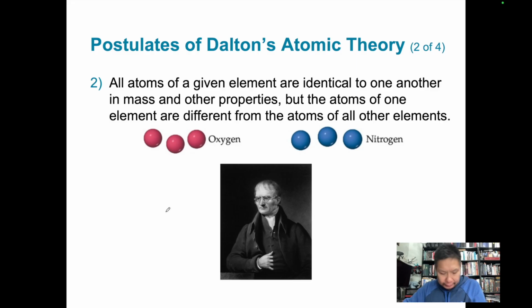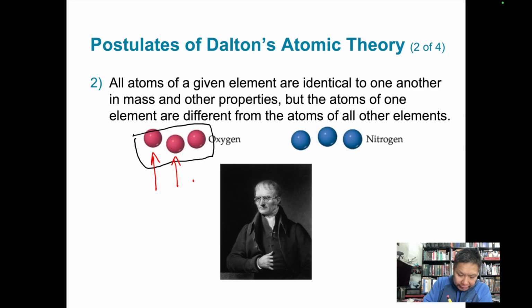What does the second postulate say? Well, it says that all atoms of a given element are identical to one another in mass and other properties. But the atoms of one element are different from the atoms of other elements. Again, very obvious, but not obvious at the time. So if you look at a whole bunch of oxygen and you look at each of the atoms in that element of oxygen, they are all oxygen atoms that are all identical to each other. But these oxygen atoms are not identical to nitrogen atoms that are in the substance of nitrogen, or some nitrogen that's floating in the air.